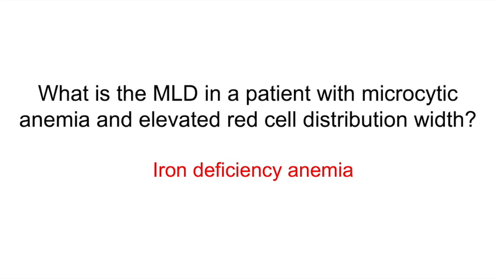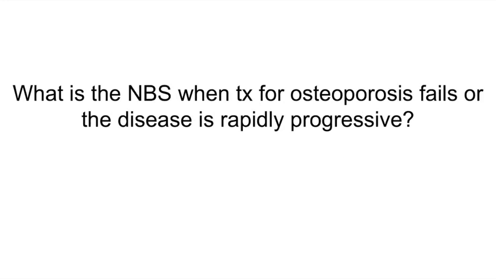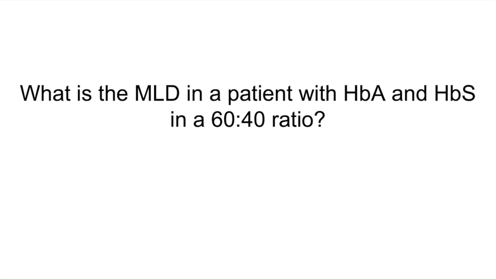What is the next best step when treatment for osteoporosis fails or the disease is rapidly progressive? Seek secondary causes. What is the most likely diagnosis in a patient with HbA and HbS in a 60 to 40 ratio? Sickle cell trait.